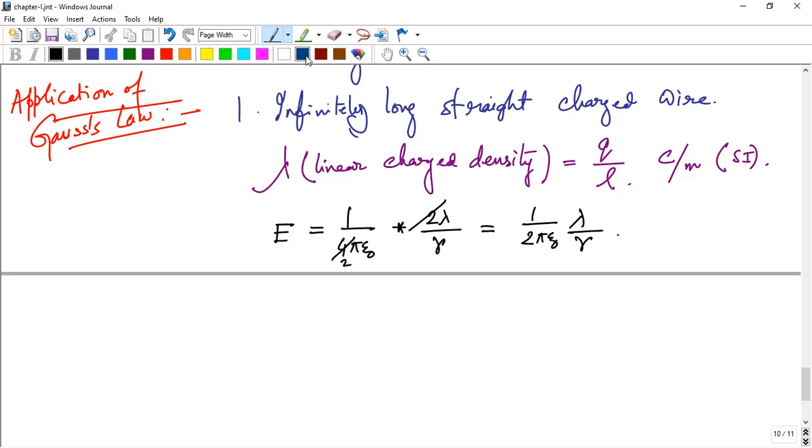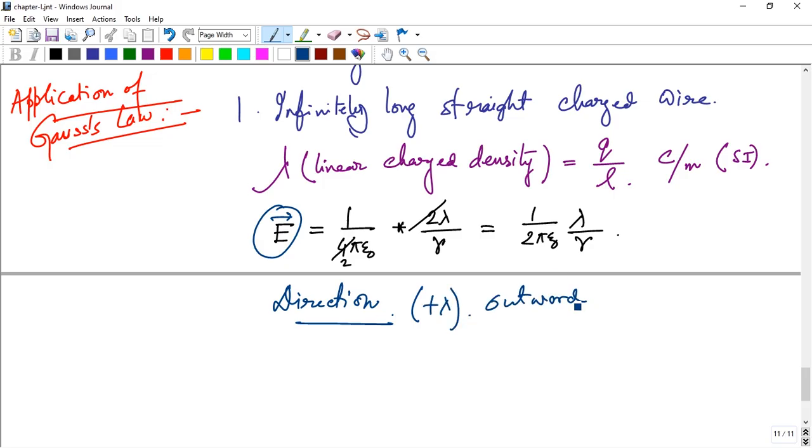And the important point is direction. If there is an electric field, this is a vector, so obviously there is a direction. The direction is radially outward if lambda is positive. Suppose there is a positive charge here, obviously the electric field is outward. If the charge is negative, the electric field is always inward.